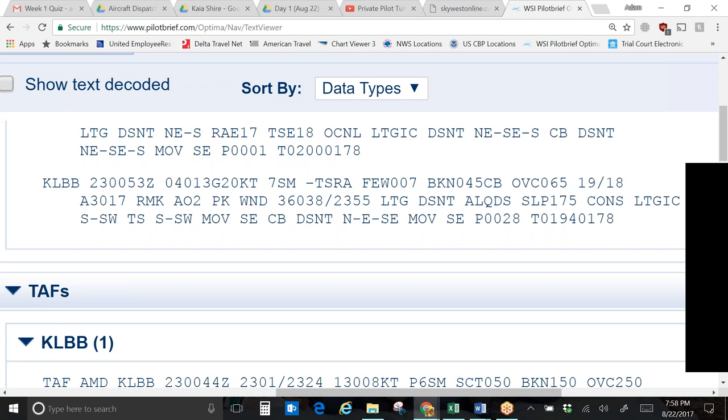And then that would be south to southwest. The thunder, then it says a thunderstorm is south to southwest, moving southeast. Cumulonimbus distant north, east, and southeast, moving southeast.